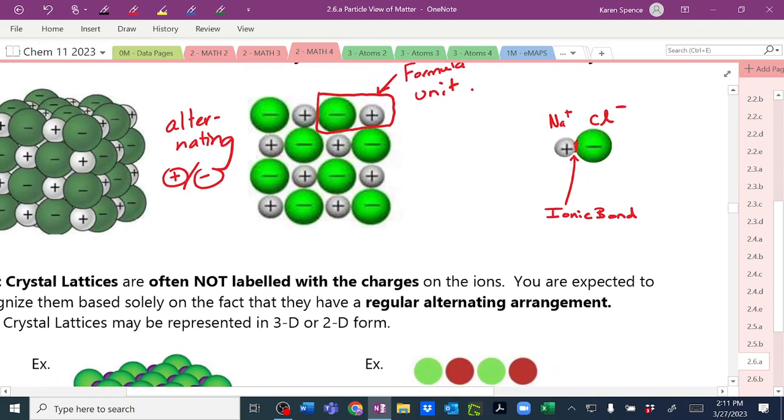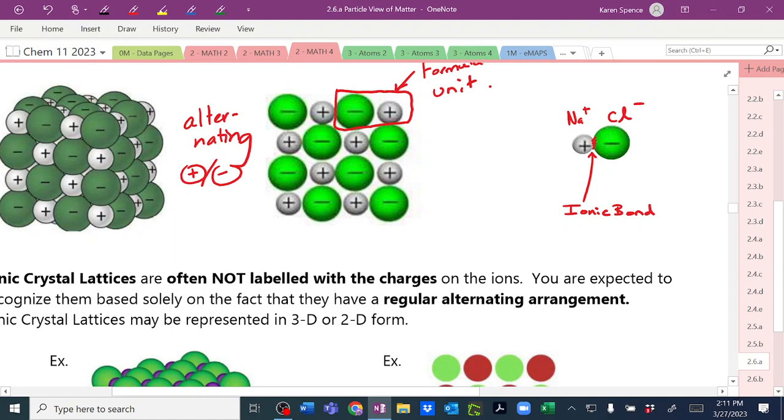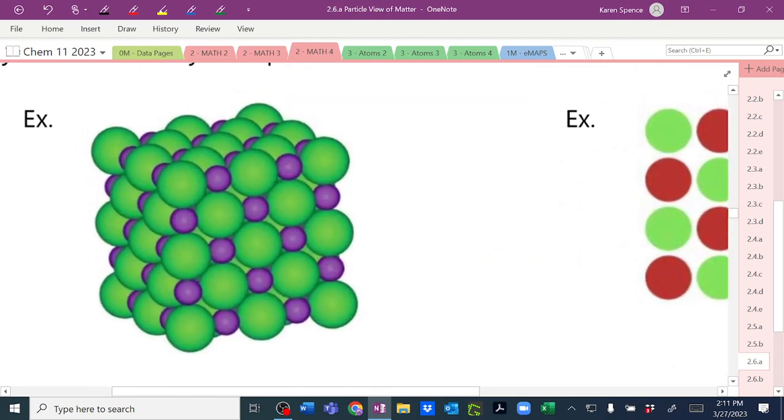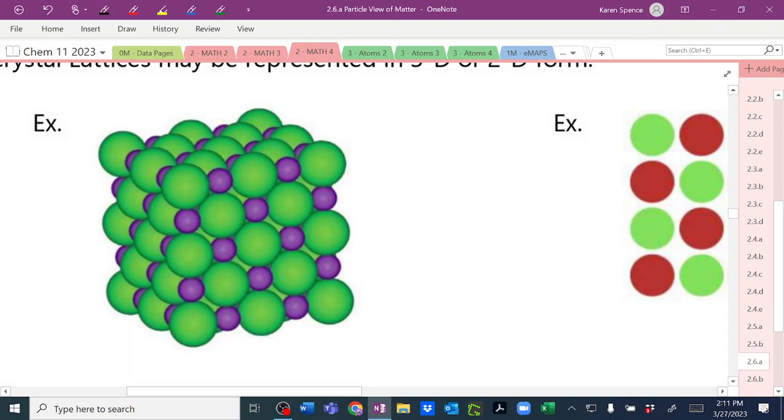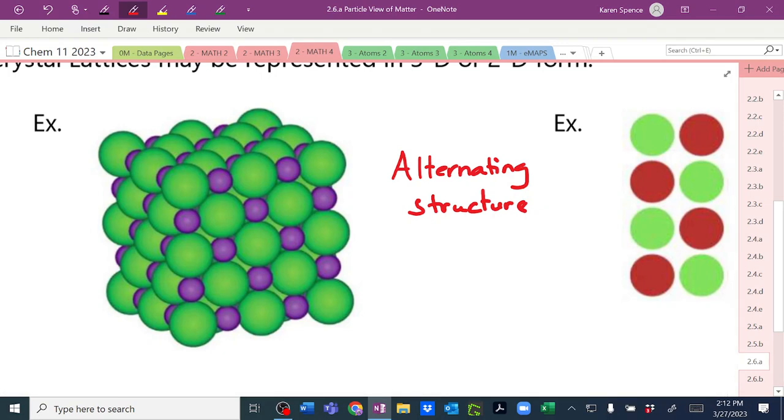Now, maybe I'll even make life a little bit more difficult for you from time to time. And I might say, if I show you this thing here, it is not labeled with positives and negatives. But can you see that it is an alternating structure? And if you can see that it's an alternating structure, you can assume that it alternates positive and negative.